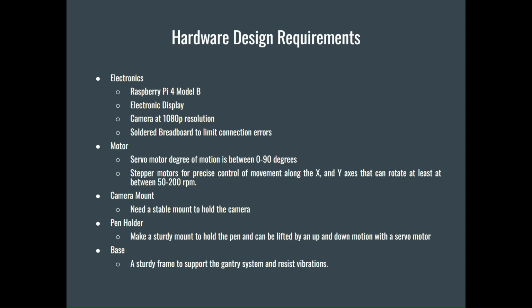For the motors, we have a servo motor we want to get between 0 and 90 degrees, and stepper motors along the X and Y axes to rotate about 50 to 200 RPMs. Our camera mount needs to be stable to hold the camera. The pen holder is also going to be stable and it needs to be lifted up and down with the servo motor. And the base of the gantry system and the plywood base frame is what we also want to have sturdy and well made.